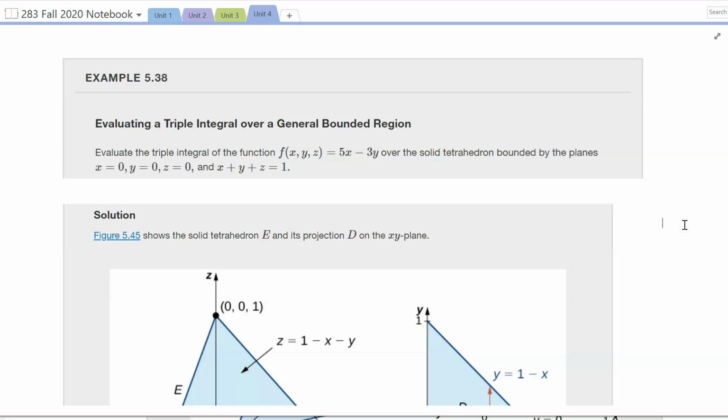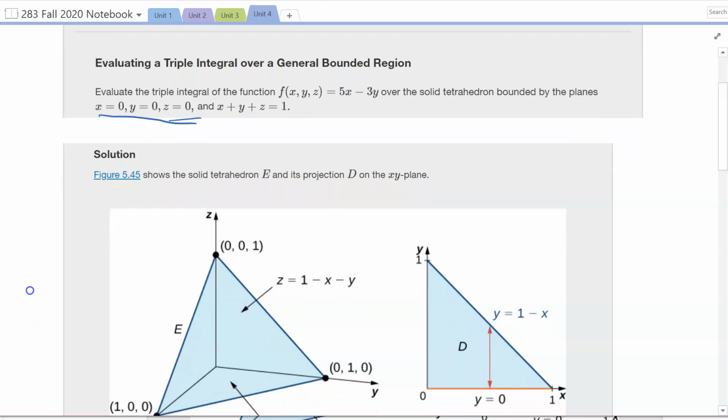Alright, so the problem here is evaluate the triple integral of the function 5x minus 3y over the solid tetrahedron bounded by the planes x equals 0, y equals 0, and z equals 0. That's just the coordinate planes. And it's also bounded by the plane x plus y plus z equals 1. And they've got the picture for that.